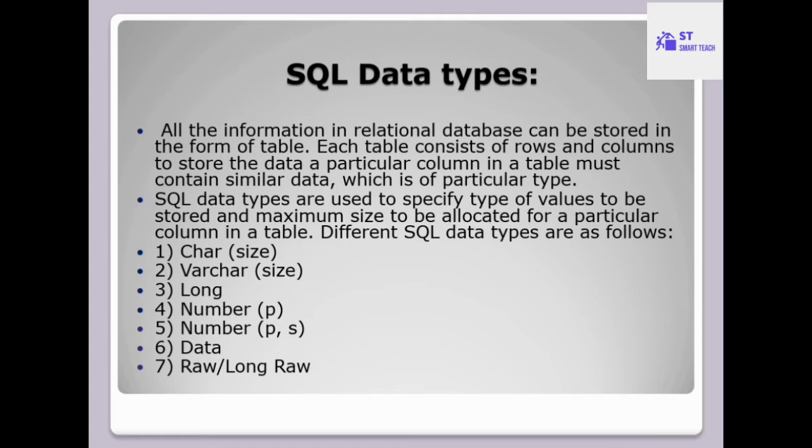So these data types are used to specify the type and also the memory size specified for a particular column. So different data types are as follows. First data type is character, varchar, long, number with decimal. Next, date, raw or long raw. So these are the 7 data types in SQL. So let's see one by one.